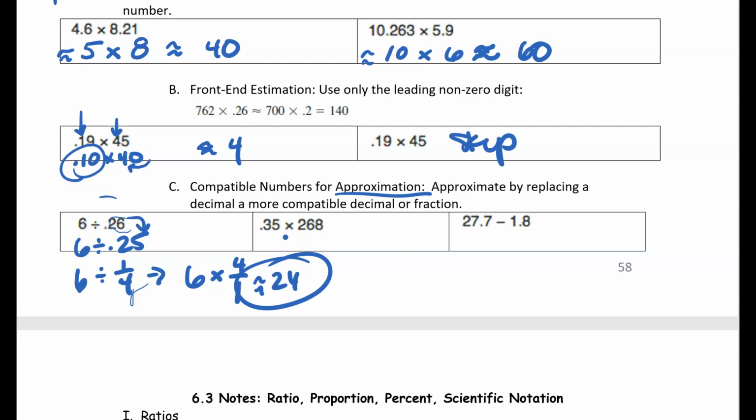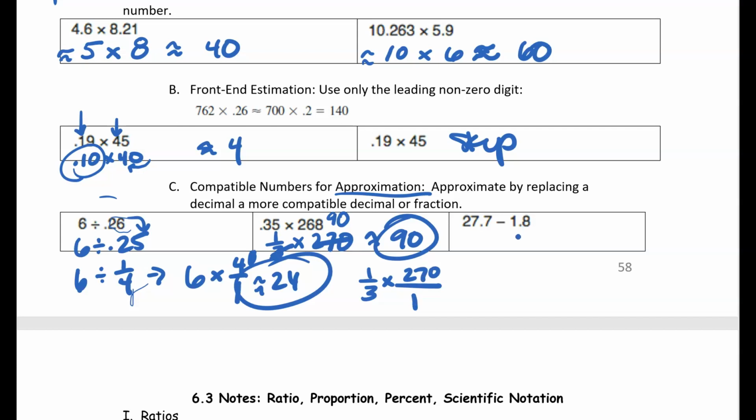And then over here, we've got 0.35. That's around a third. And 3 doesn't go into 268 evenly, but it does go into 270. So 3 goes into 27 9 times, and then add a 0. So we could say approximately 90 on that one. Let me just write that out a little bit better. So I did that problem down there.